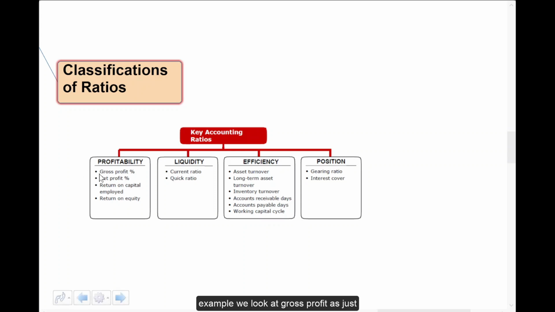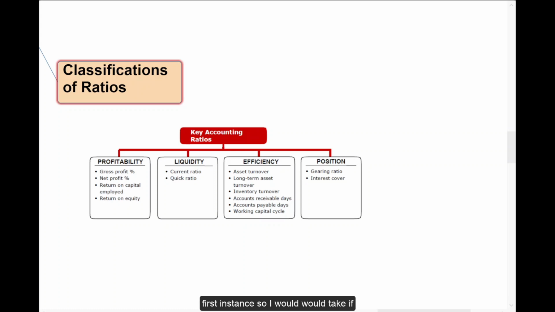For example, if we look at gross profit, as just mentioned up top, basically revenue and indeed gross profit, fairly easy to find within a set of accounts. So we're going to put gross profit over revenue and multiply by 100%. Net profit the same, net profit over revenue. So many of the formulas that we'll see here, not all, but many of them, are very, very straightforward. So really, we've got no excuse for not memorizing them in the first instance.